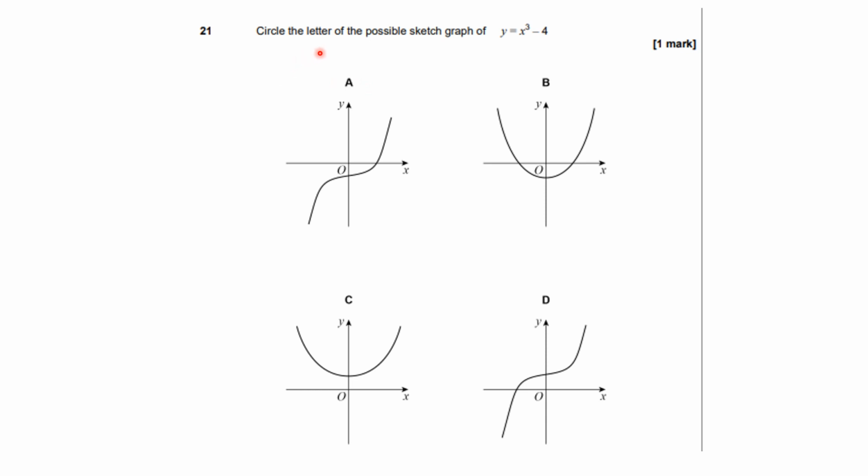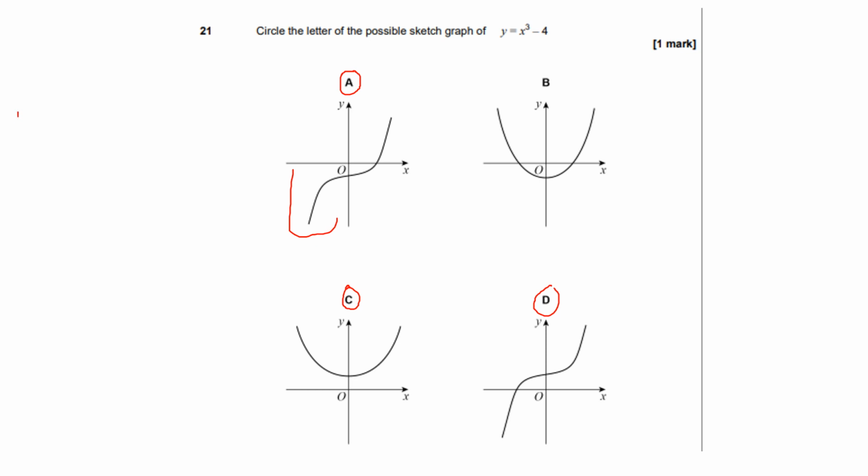So this question says circle the letter of the possible sketch of the graph of y equals x cubed minus 4. So when you're learning your graphs, one thing you should know about the shape of x cubed is that for minus numbers, it's going to be negative, and for positive numbers, it'll be positive. So I can already go through this and have a look and think, well, it might be this one, because that's negative for values less than 0, because this is negative. This is negative a little bit, but I know that's not the shape. That one, it can't be C or D. But the best thing to do is just plot some values.